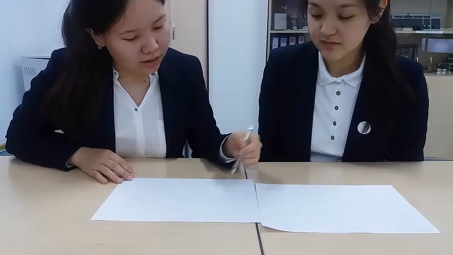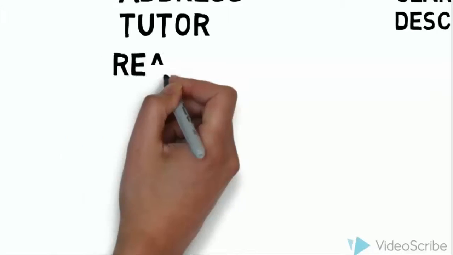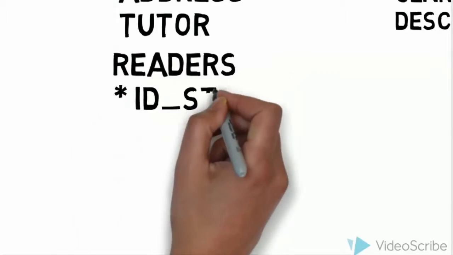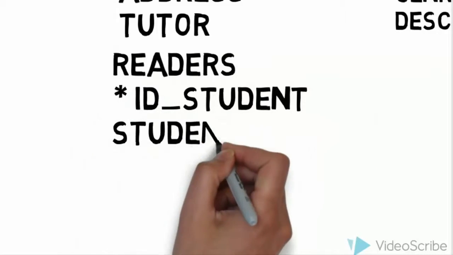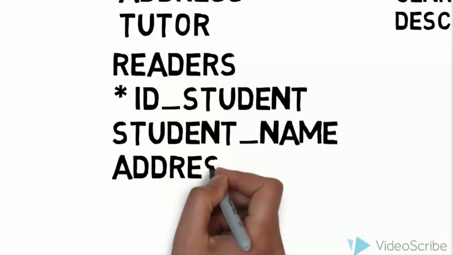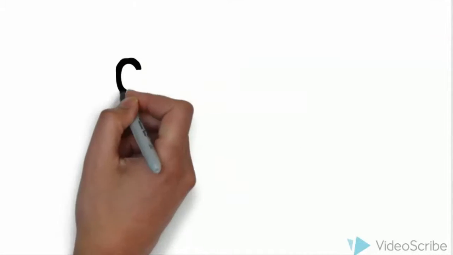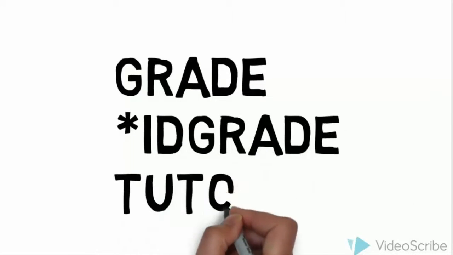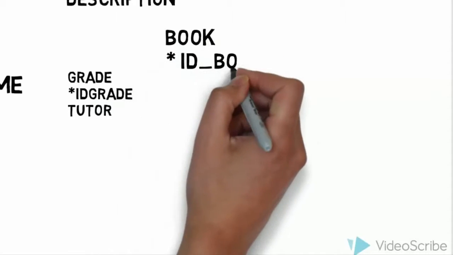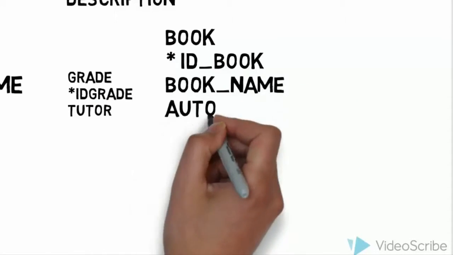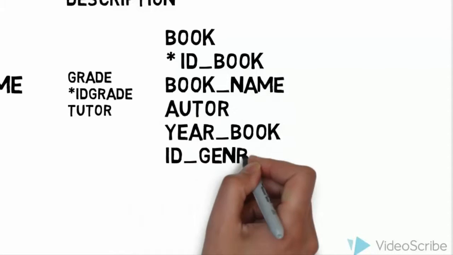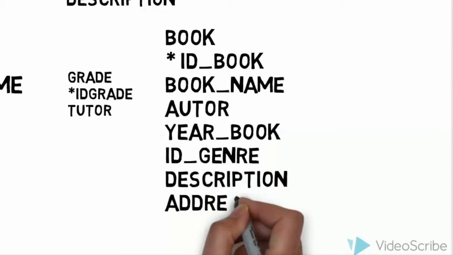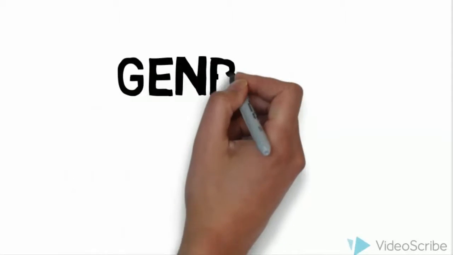In the table book we have attributes like ID book, book name, author, year of book, ID genre, date, and we divided this table into two. The next table is called genre, and it has attributes like ID genre and genre. ID genre is a primary key in this table, but is a non-key attribute in table book.